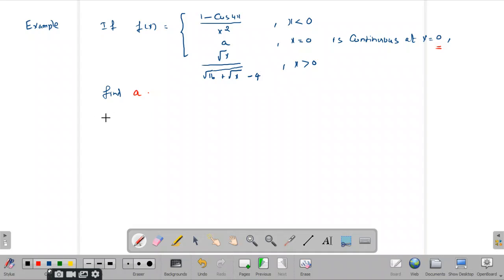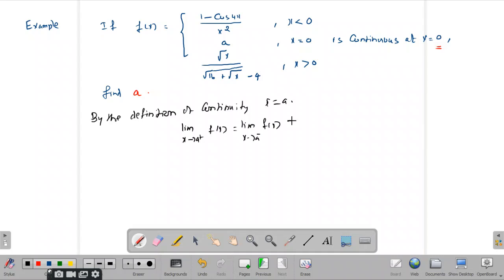So, by the definition of continuity, at x equal to a, limit x approaches a plus, limit x approaches a minus, must be equal to f of a. So we are going to select the left limit, and then straight away a will be equal to limit x approaches 0, left side of 0, meaning put the superscript minus, 1 minus cos 4x by x square.